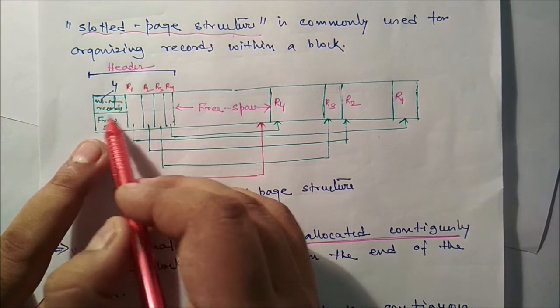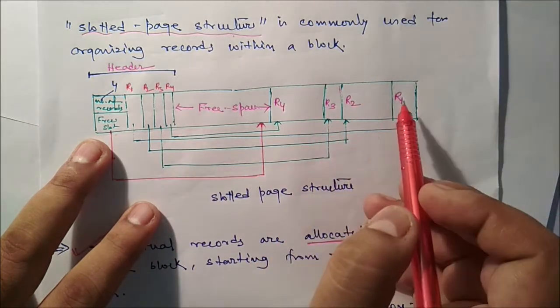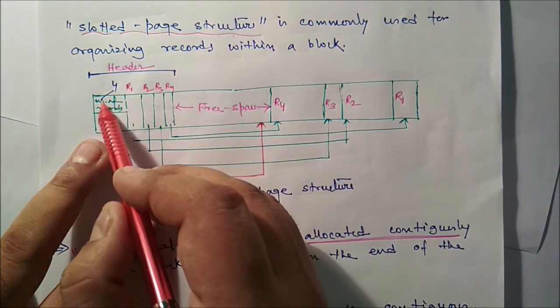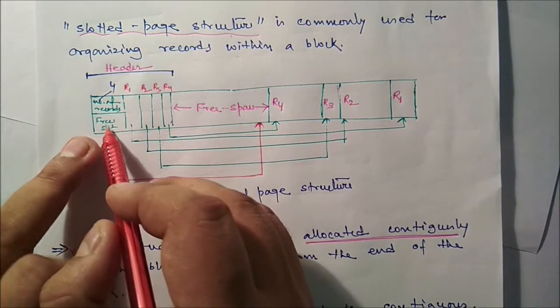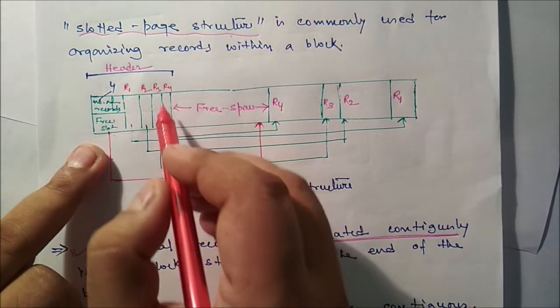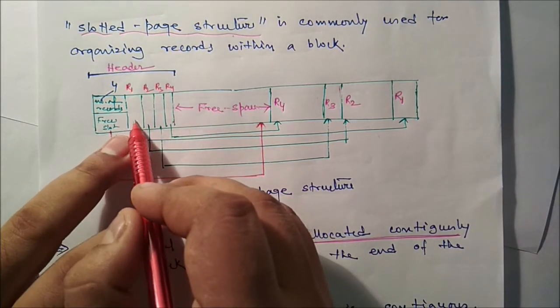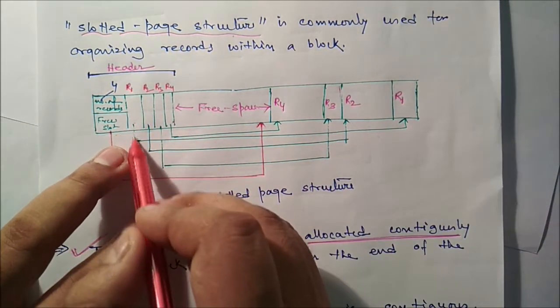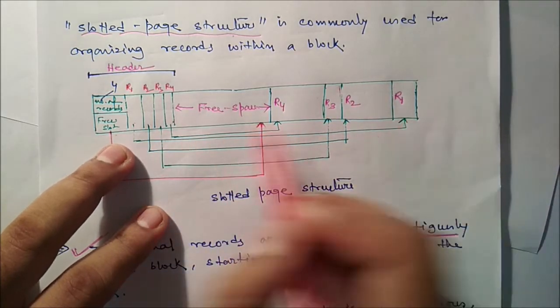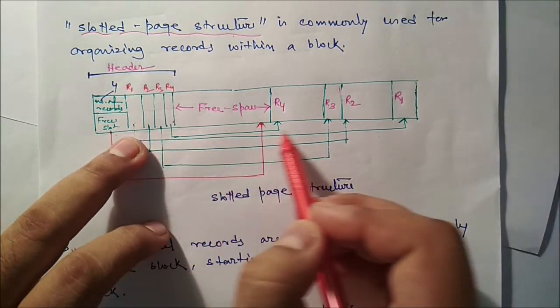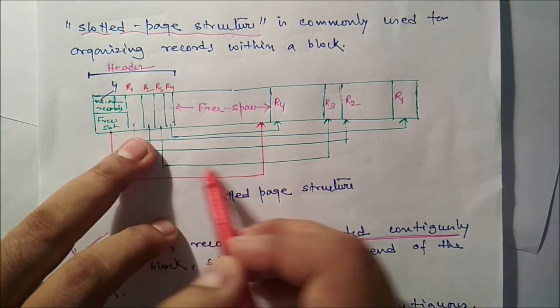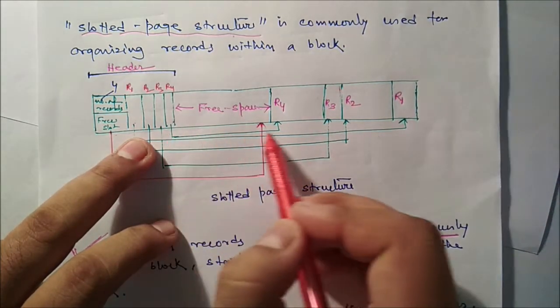So the number of records is what? Here, how many records are there? 1, 2, 3, 4. 4 records are there. That's why it is 4. And here we store the address of the first record. Here we store the address of the second record. Here we store the address of the third record, and here we store the address of the fourth record.